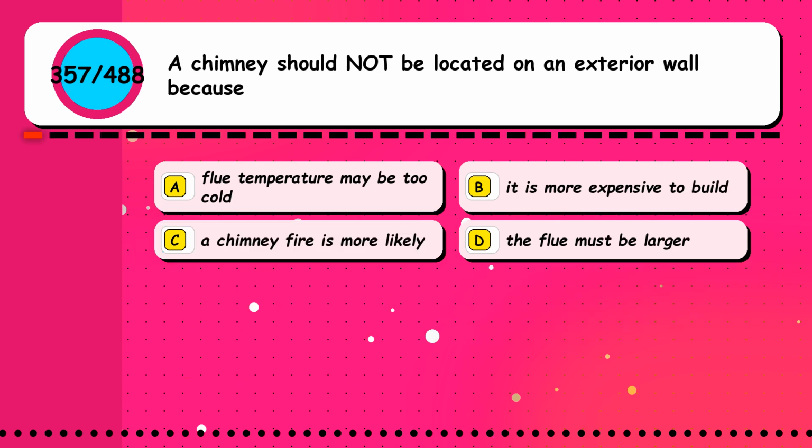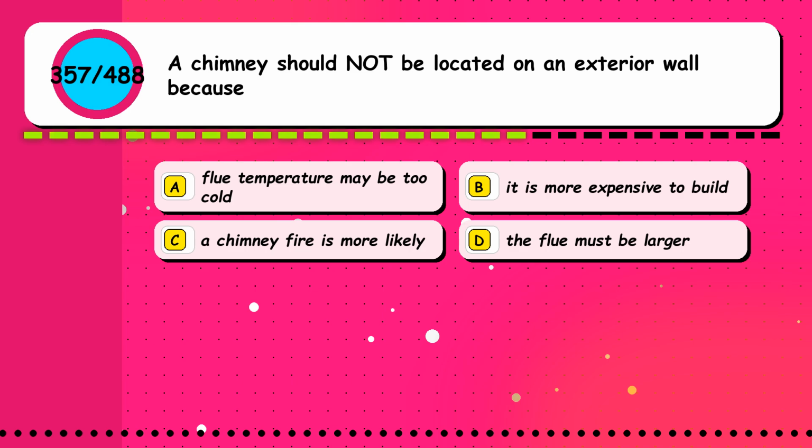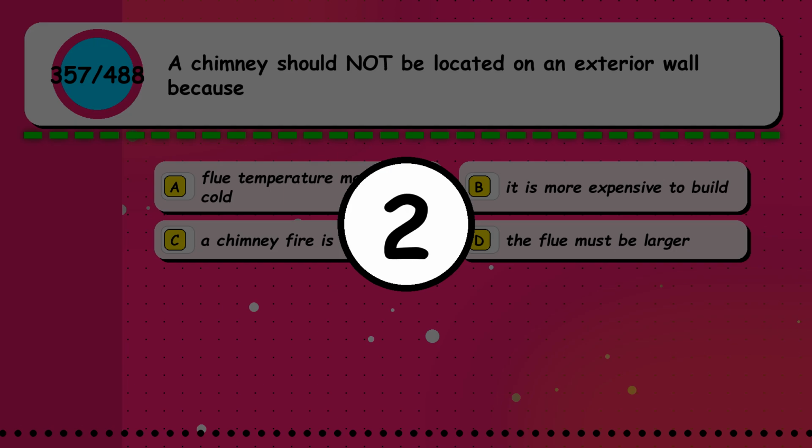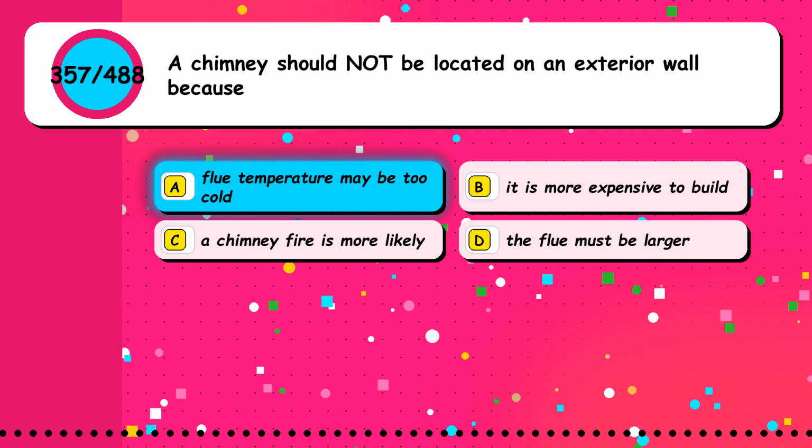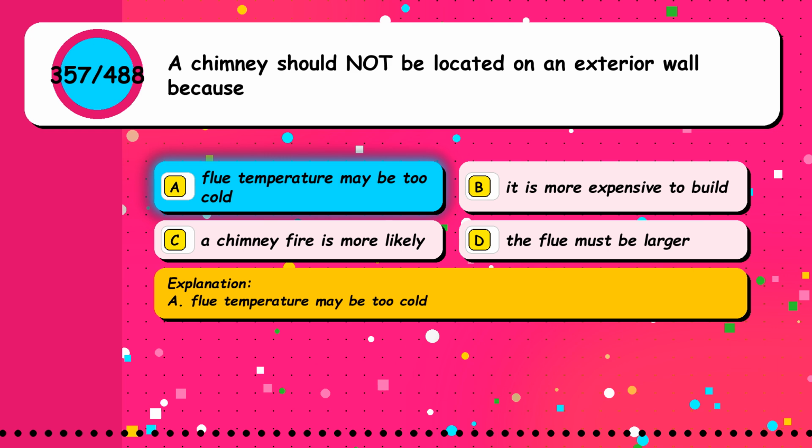Question 357. A chimney should not be located on an exterior wall because: option A. Flue temperature may be too cold. Option B. It is more expensive to build. Option C. A chimney fire is more likely. Option D. The flue must be larger. The correct answer is option A. Flue temperature may be too cold.